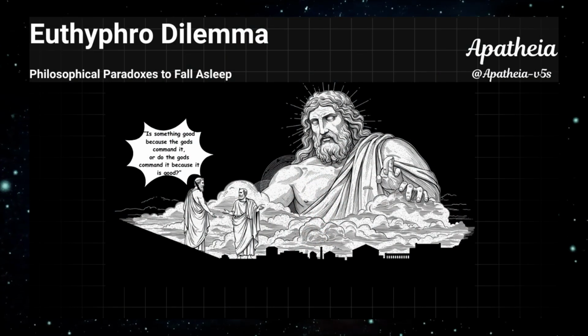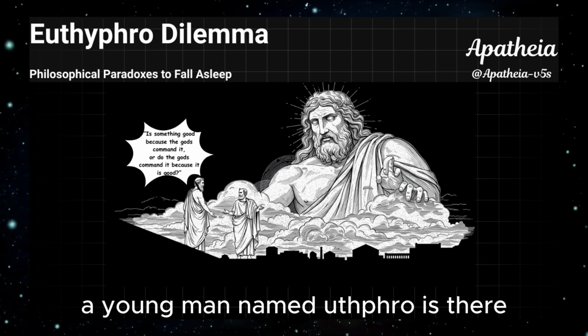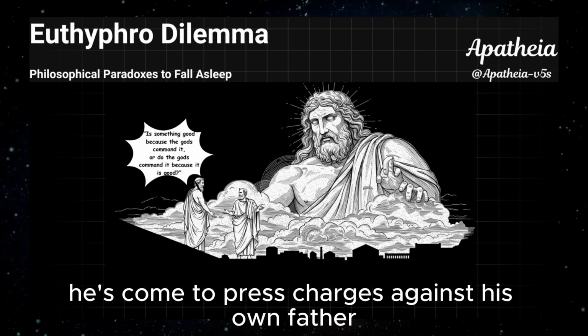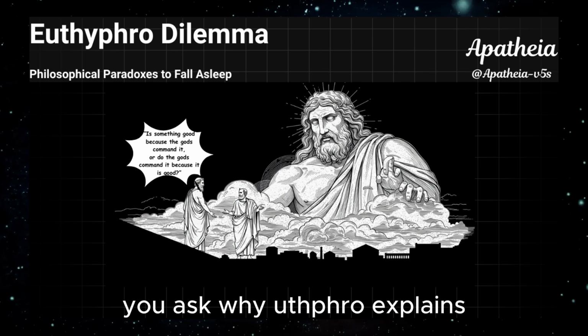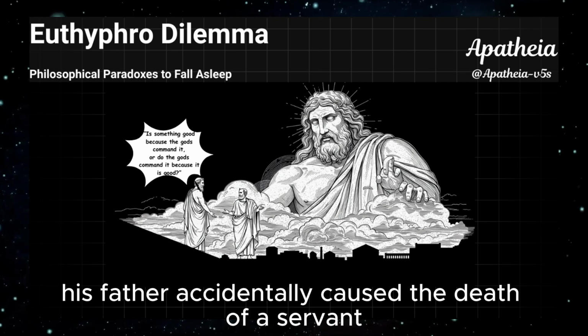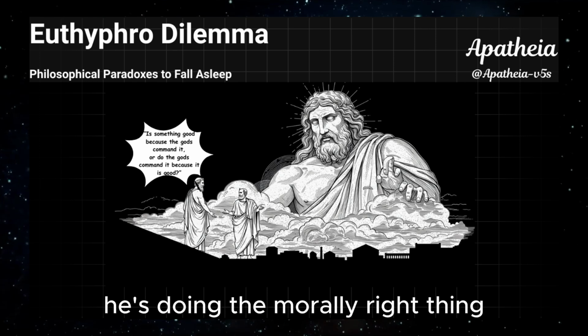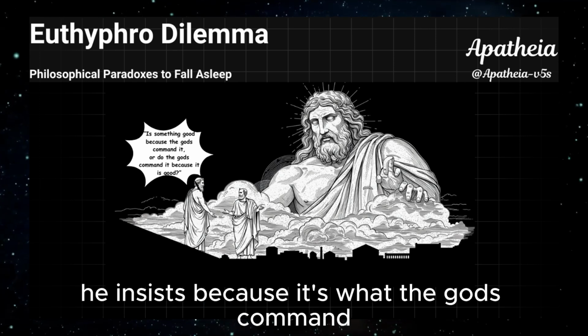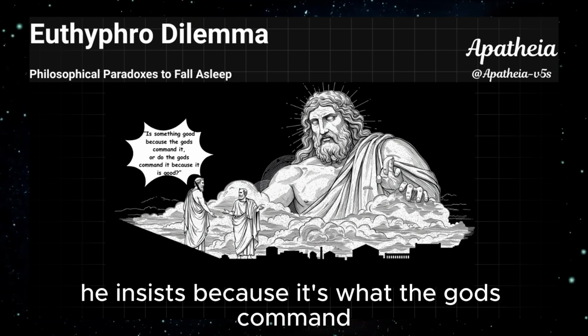Euthyphro Dilemma. A young man named Euthyphro is there looking unusually confident. He's come to press charges against his own father. You ask why. Euthyphro explains his father accidentally caused the death of a servant and justice must be done. He's doing the morally right thing, he insists, because it's what the gods command.